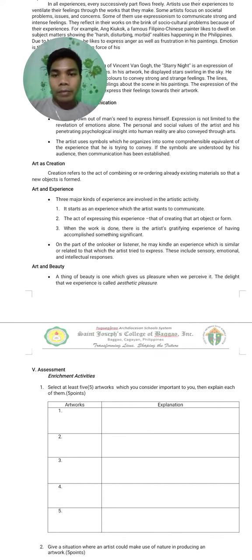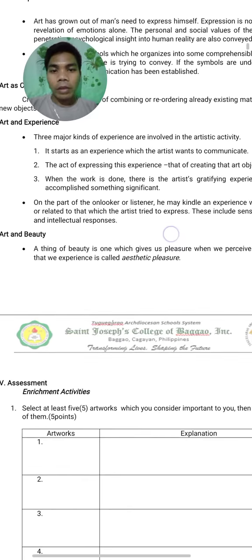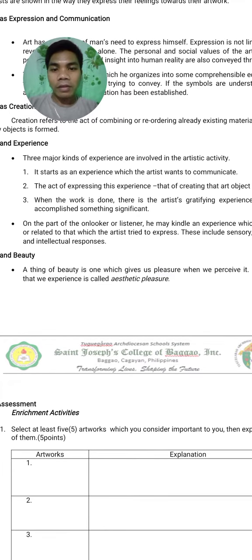And then art and experience. Let's try to look into this. There are three kinds of experience involved in the artistic activity. Number one, it starts as an experience which the artist wants to communicate. So, sabi ko po kanina, an artist tayo na taga-drawing, we consider ourselves as artists kung tayo po ay gumagawa ng arts, 'di ba? From our output rather, it communicates something.